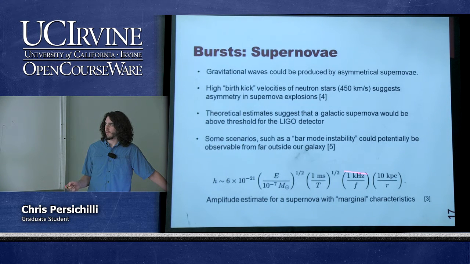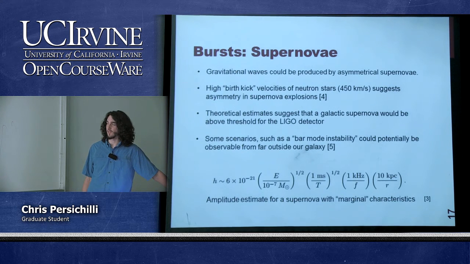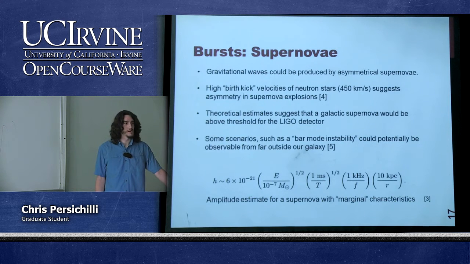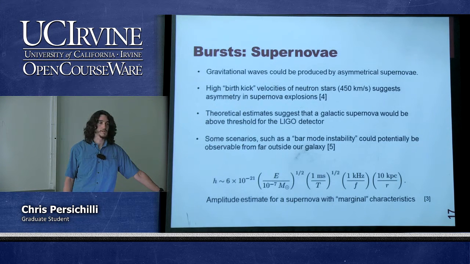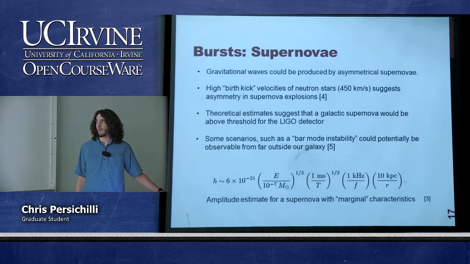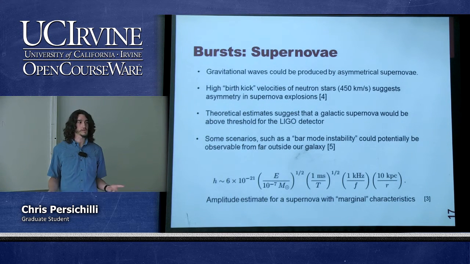This is another one of those back of the napkin expressions for the amplitudes we expect from a supernova collapse, basically relating to the amount of energy that's released. By putting some marginal values in there, we would expect that if there was a supernova in our galaxy, we would probably be able to detect it with the initial runs of LIGO or Virgo. And then there are some scenarios for supernova collapse, like bar mode instabilities, where a highly rotating star is perturbed in such a way that it collapses into a quickly rotating quadrupole, which is exactly what you want to generate a lot of gravitational radiation. Those modes of collapse could potentially be observable from other galaxies.